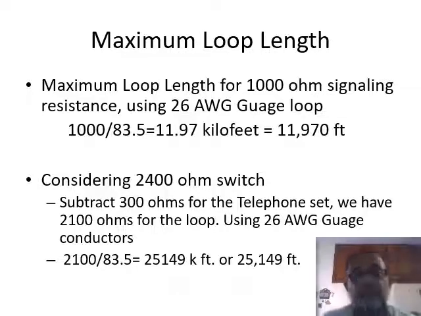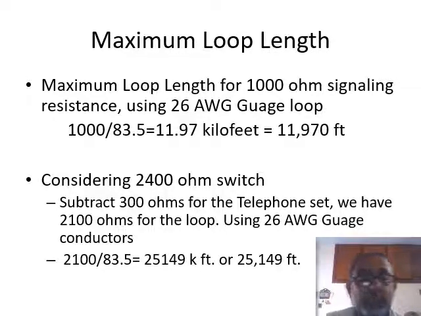Now the maximum loop length for 1000 ohm signaling resistance using 26 American wire gauge loop would be 1000 over 83.5. 83.5 is taken from the table given in the last slide. We get 11.97 kilo feet, or 11,970 feet.